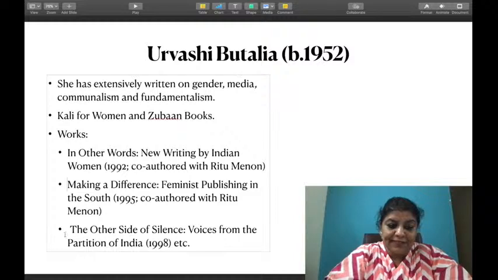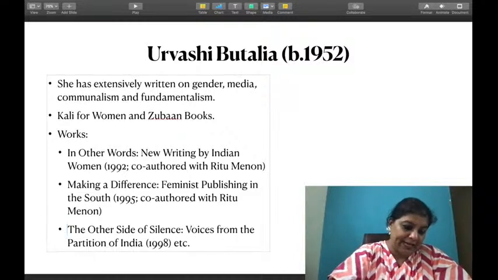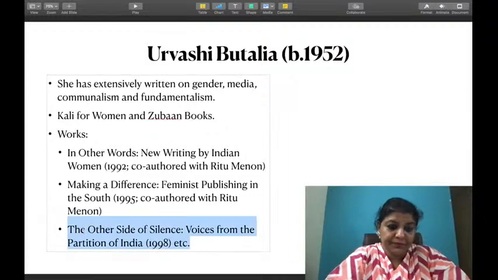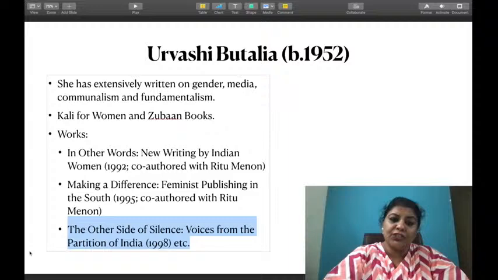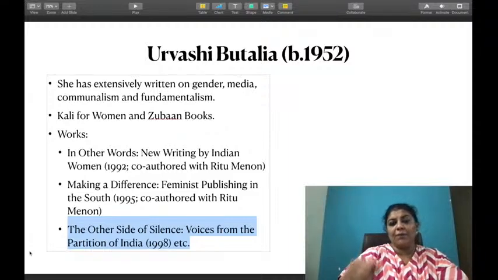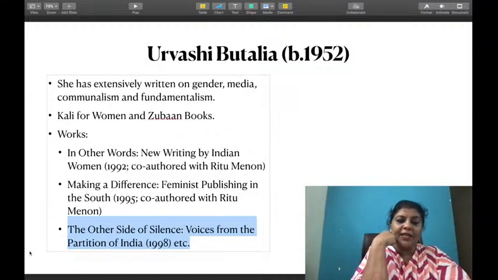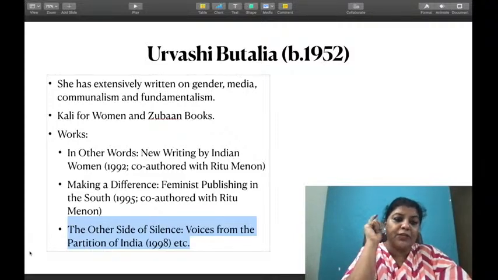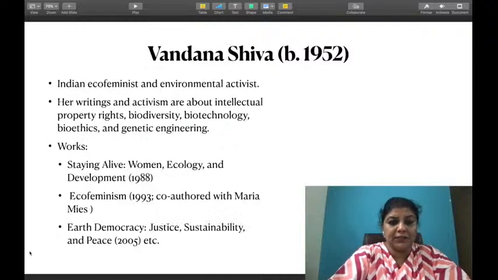The Other Side of Silence, that is what they asked the question about in NET. They asked a question from Urvashi Butalia, The Other Side of Silence: Voices from the Partition of India. So she is trying to talk about partition in The Other Side of Silence. Remember, Kamla Bhasin also wrote about women in partition.